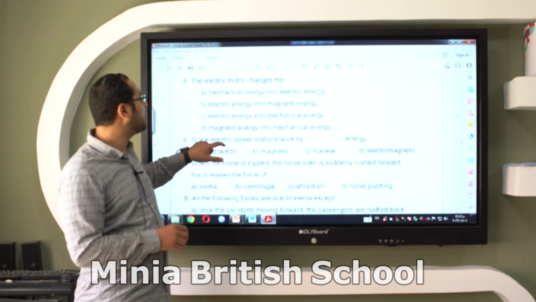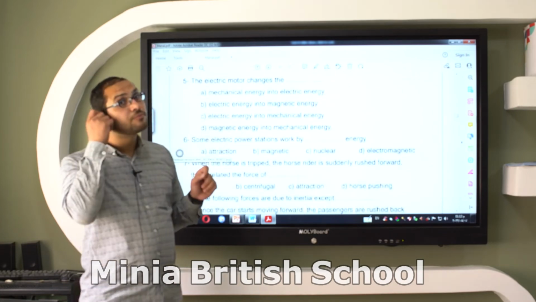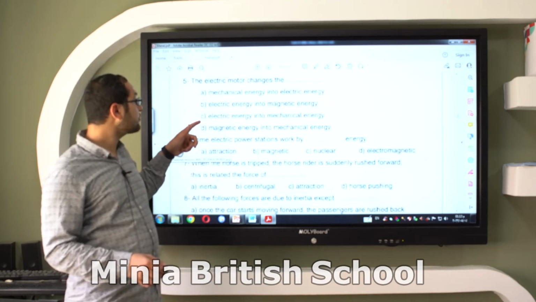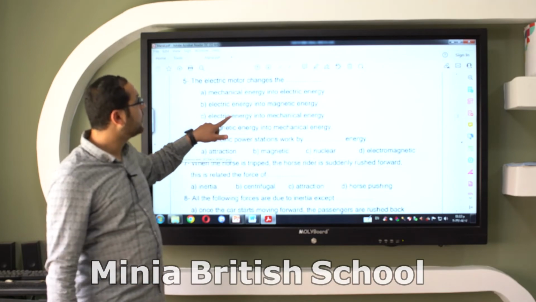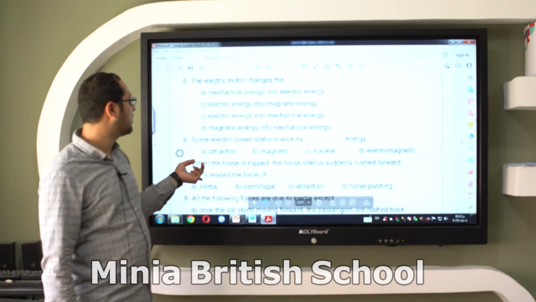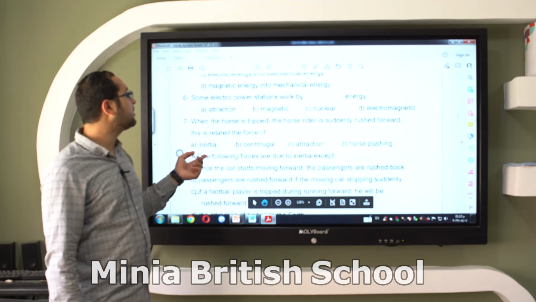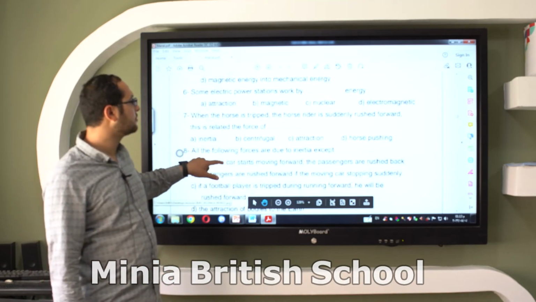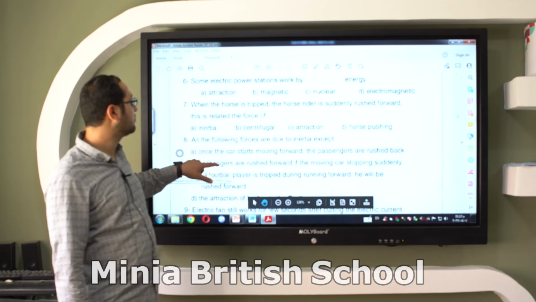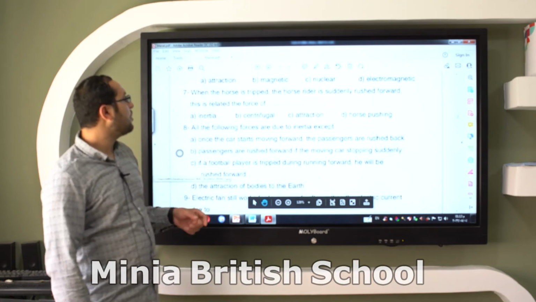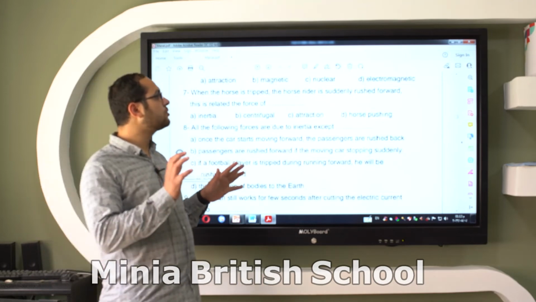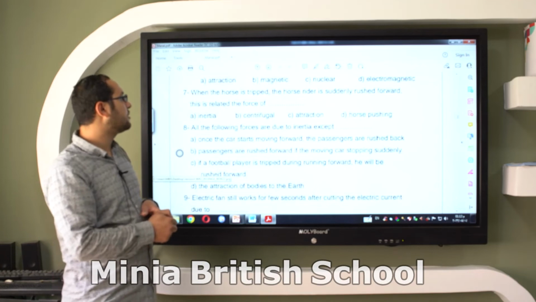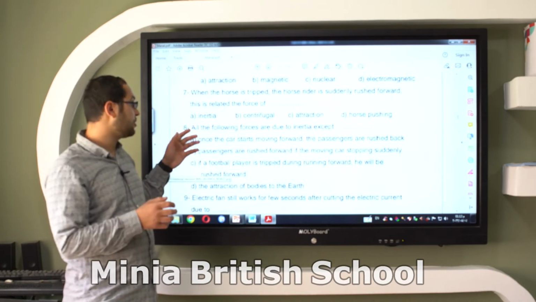The electric motor changes from what? We said before that the electric motor changes from electric energy into mechanical energy. Some electric power stations work by nuclear force or nuclear energy. When the horse is tripped, the horse rider is suddenly rushed forward, and this is related to the force of what? Of inertia.